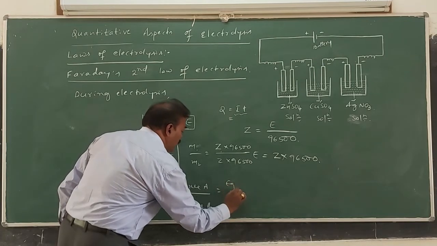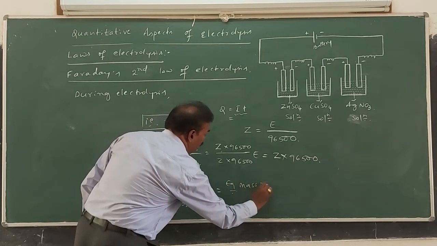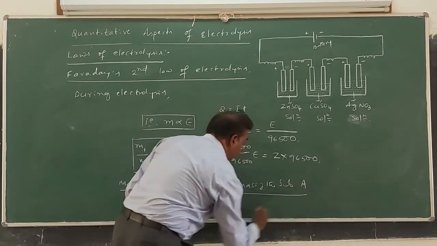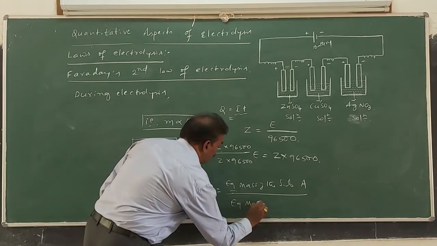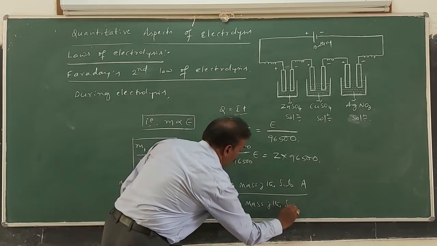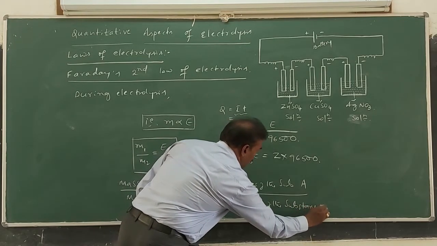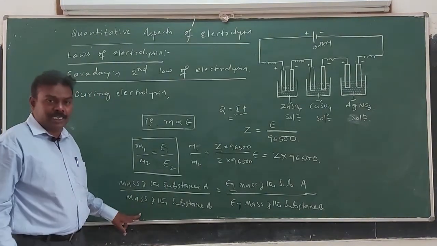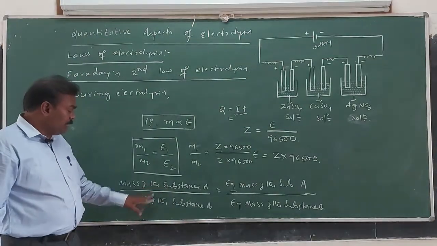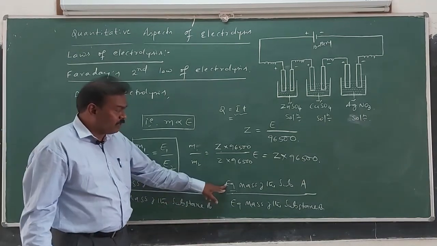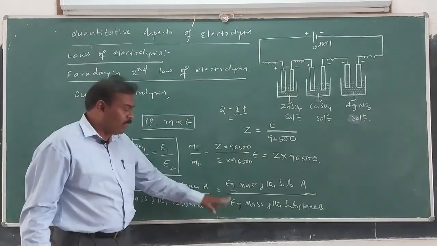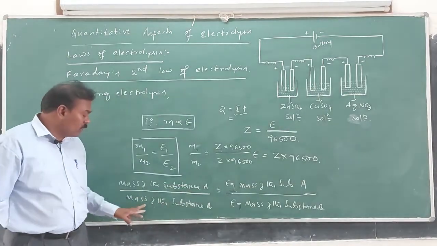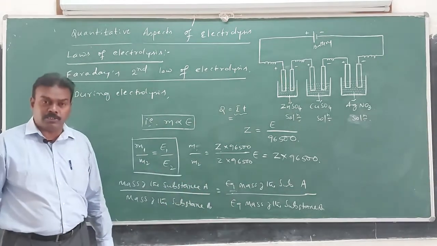This is equal to the equivalent mass of the substance A divided by the equivalent mass of the substance B. So this is the relation we can write regarding Faraday's second law. Mass of the substance A by mass of the substance B is equal to equivalent mass of the substance A by equivalent mass of the substance B. Or you can write: mass of the substance A by equivalent mass of the substance A is equal to mass of the substance B by equivalent mass of the substance B only.